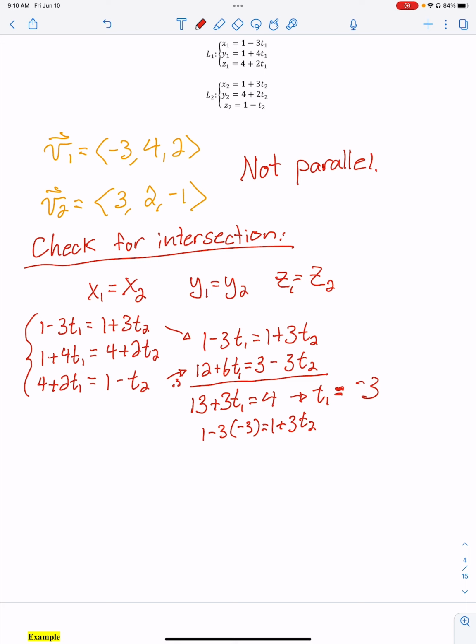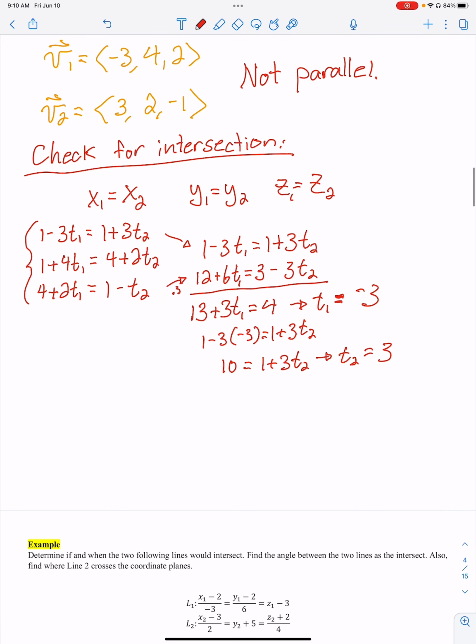So we get, that's on the left side is a 10. Solving then for t2, I minus 1, I get 9. Divided by 3 is, sorry for my dog barking, if you can even hear it. T1 is that, T2 is that.